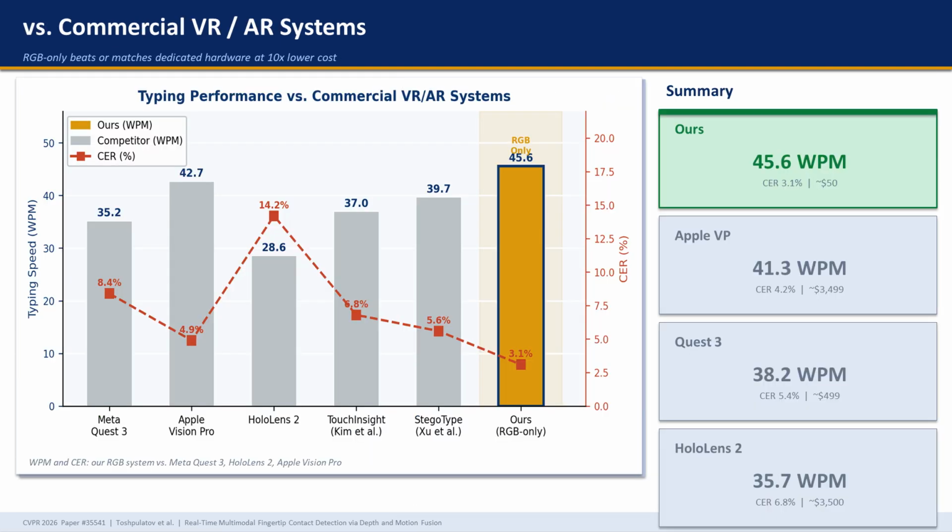Comparing against commercial platforms from Table 4 of the paper, Meta Quest 3 achieves 35.2 words per minute with 8.4% error. Apple Vision Pro achieves 42.7 words per minute. Our system achieves 45.6 words per minute with 3.1% character error rate, the best on both metrics, using only a standard RGB camera without any additional depth sensing hardware.